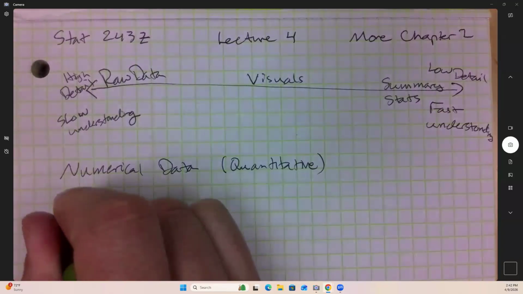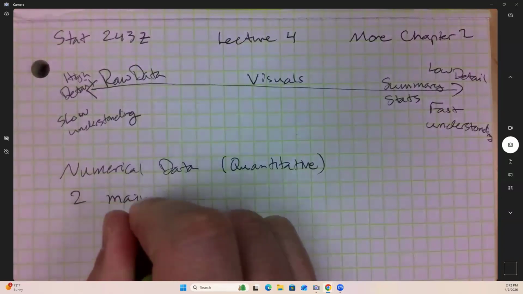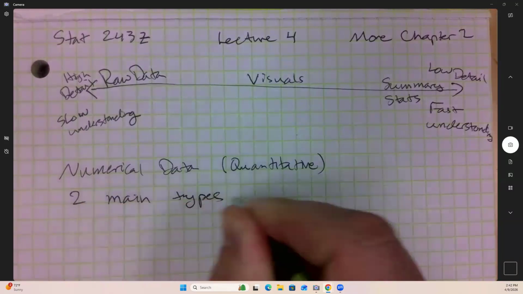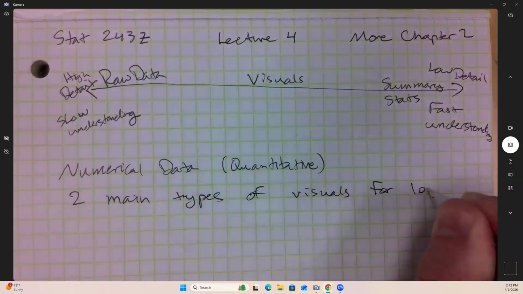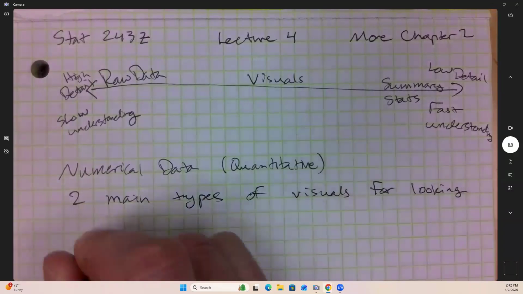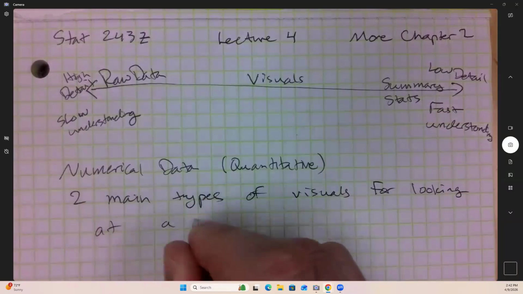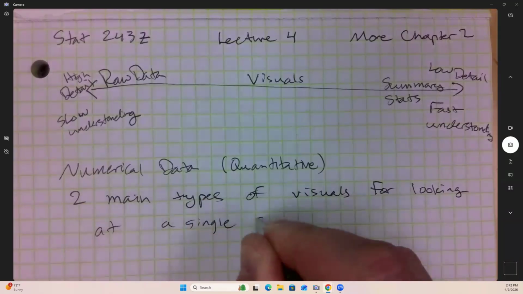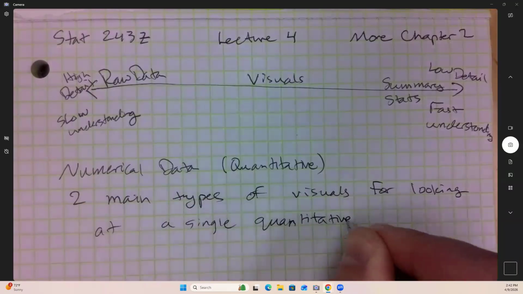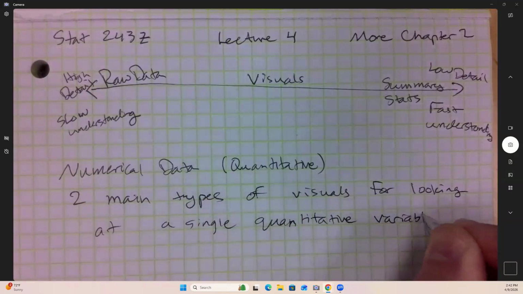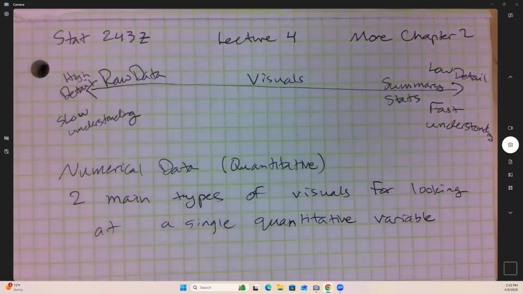We'll start with visuals. Two main types of visuals for looking at a single quantitative variable. There are others. These two are enough to encompass most of what we would ever care about as a statistician.